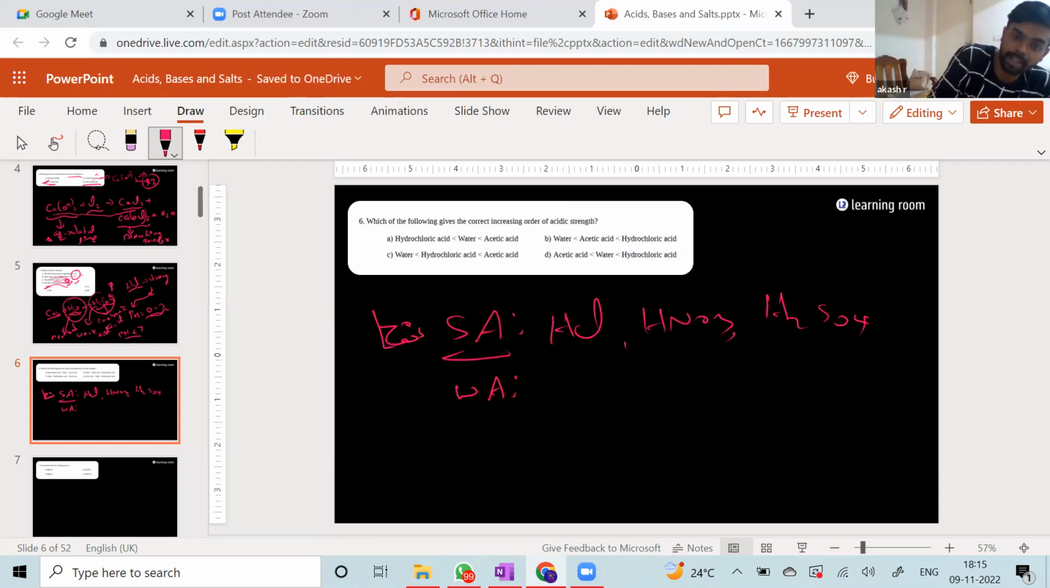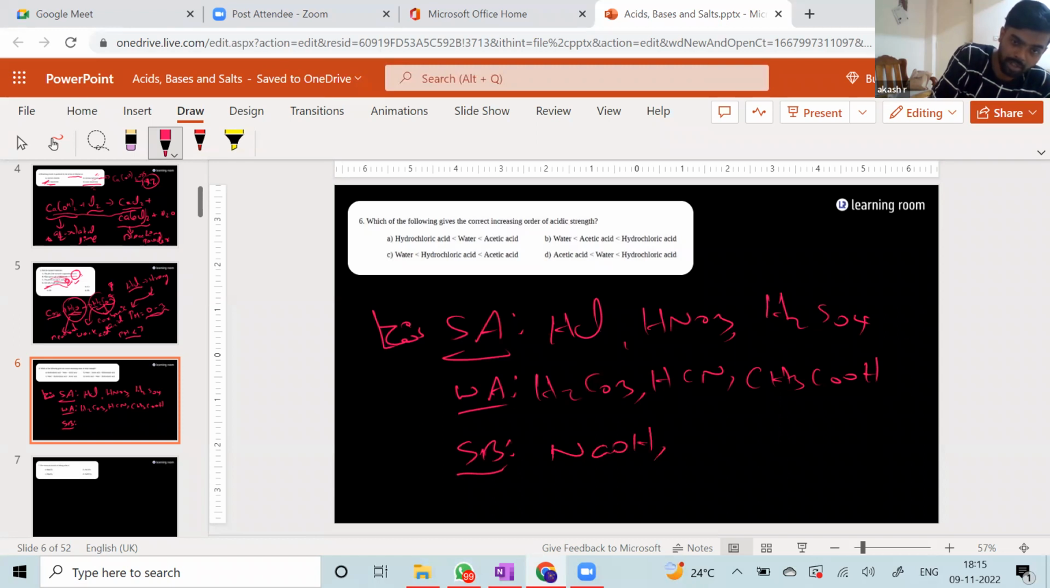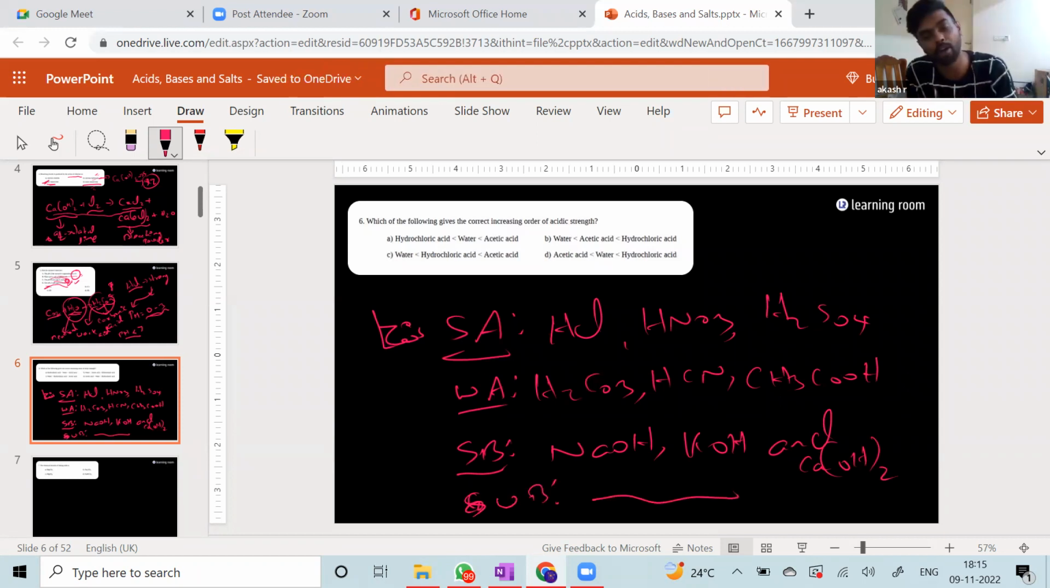We'll see. Anyways, then weak acids, say H2CO3, HCN, CH3COOH, that is your acetic acid. All these are examples for weak acids. Same way I'll be able to talk about strong bases. Strong bases are only three. You have NaOH, KOH, and Ca(OH)2. Rest of all the bases, whatever hydroxides you have other than that, all of them will come under weak bases.